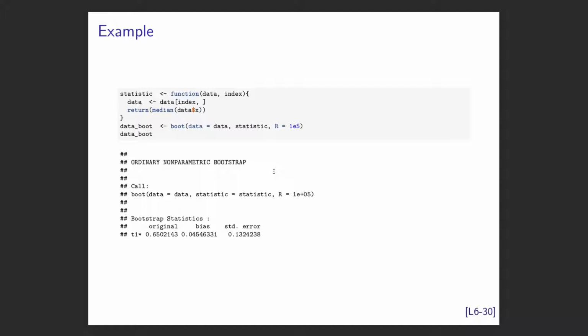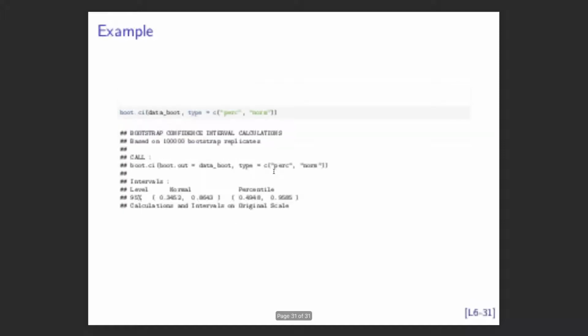There's a function called boot. You give it the data, you give it statistic, and you say how many replications you want, the same number of replications. It's fast. It will probably always be faster than your implementation because I think it does actually speed things up a lot underneath the cover. It returns an object called data boot. When you look at that, it tells you information already about the original value, the bias, and the standard error straight out. But it also has a thing called boot.ci, and you can ask for lots of different confidence intervals and it spits them out automatically.